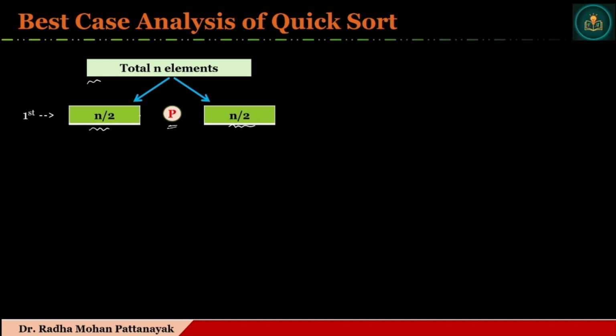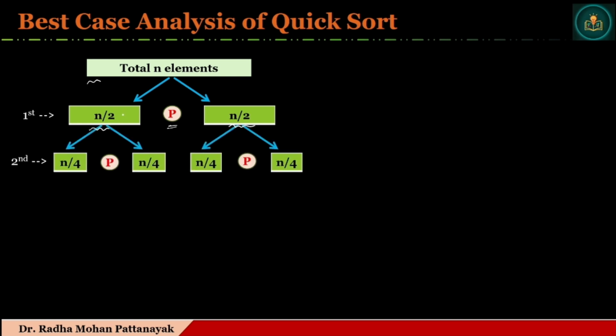At the first level, the partition method will place the pivot at the middle location, and with this pivot location, it will divide the whole array into two equal parts, right? Now, at the second iteration, both the left and right subarrays are processed recursively, and they further divide into two subarrays of n by 4 elements in each. So see here that the left subarray is further processed into two subarrays with n by 4 and n by 4 elements. Here also the right subarray is processed into two subarrays with n by 4 and n by 4 elements, right?